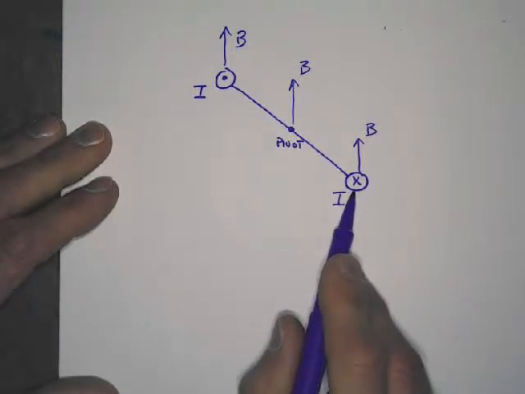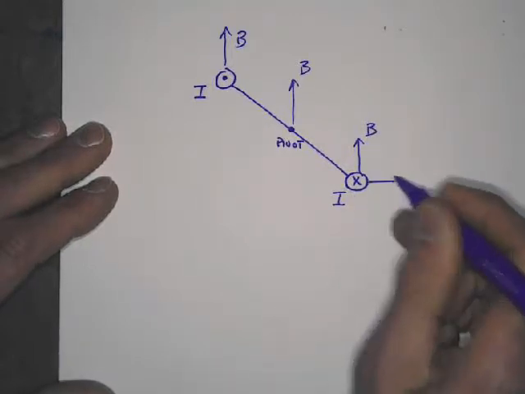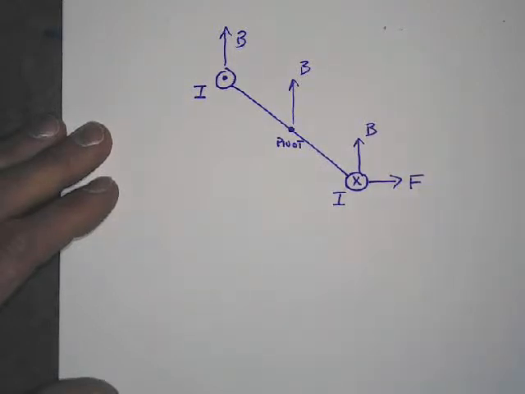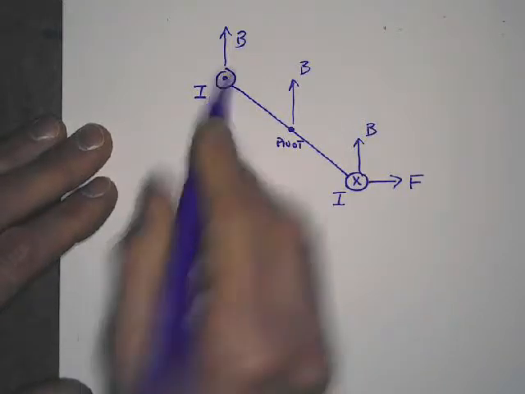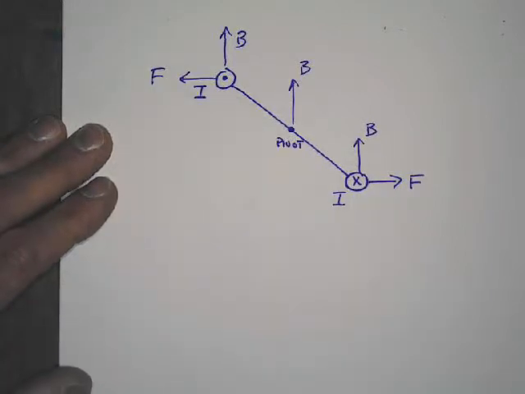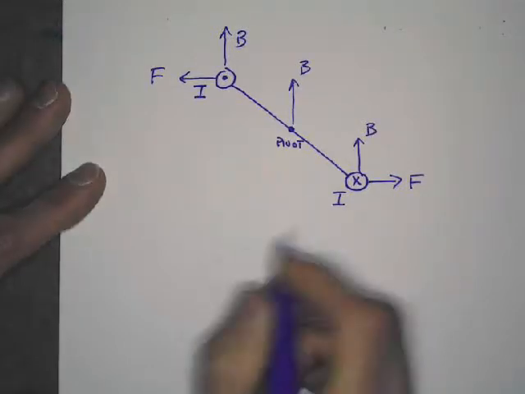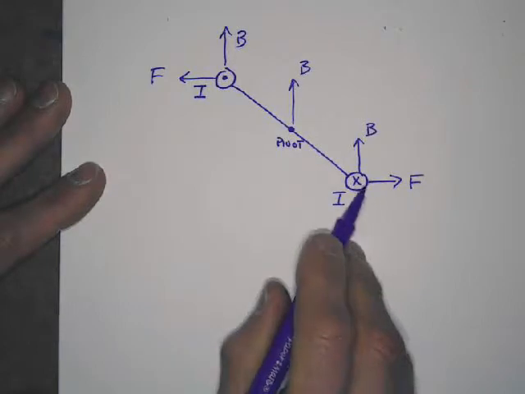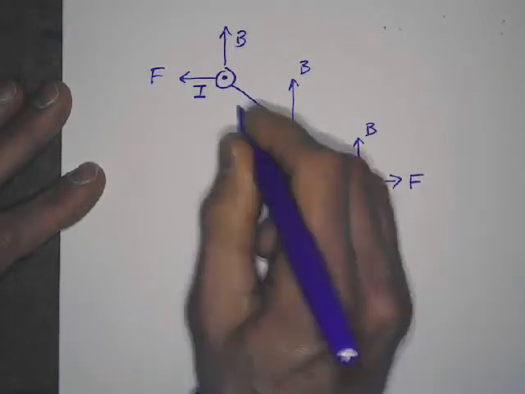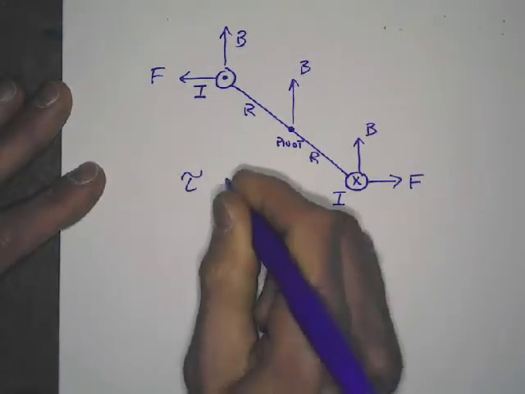Let's look at this section of the current down here, the section that's going into the page. If you use the right-hand rule, current going into the page should give you a force which points to the right. You can check that with the right-hand rule. And the current that's coming out of the page will have a force which goes to the left. So basically there is going to be a torque in this case, and if that's your pivot point, with a radius here and a radius here, we're talking about a torque which would be counterclockwise.